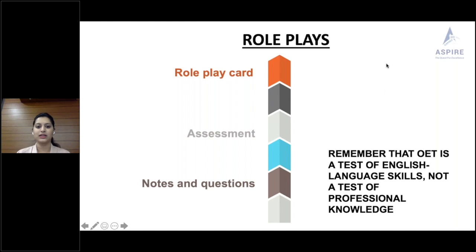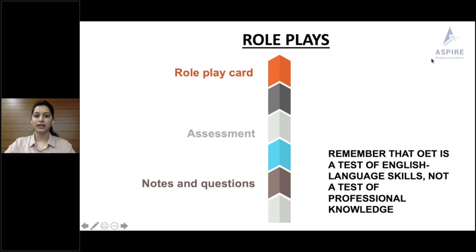So what happens in this role play? You will be given a role play card, and it looks something similar to the sample. All right, so we were talking about the role plays. You will be handed a role play card and you will be given 2 to 3 minutes to go through the role play card, prepare, and take down notes.